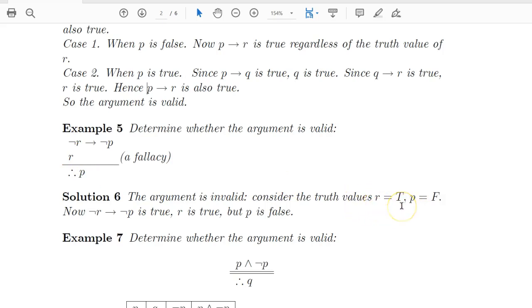R true, P false, since we want the conclusion to be false. Now R is true, not R is false, so this conditional proposition is true. R is true, so both premises are true, but the conclusion P is false. So I prove that it is a fallacy.